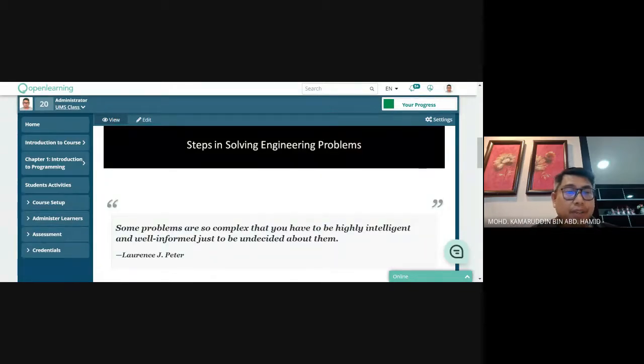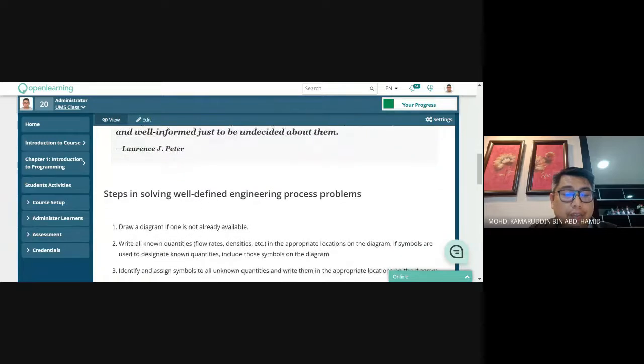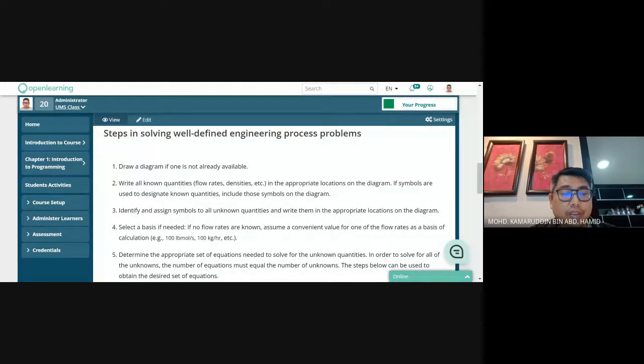So you are very lucky you started in the first year. We introduced you to this kind of problem solving. Okay, so these are the suggested steps in solving well-defined engineering process problems. Okay, yang googling activity for those yang belum lagi submit, please you can do it now or you can do it later, but make sure that you have responded on that. Okay, steps in solving well-defined engineering process problems.